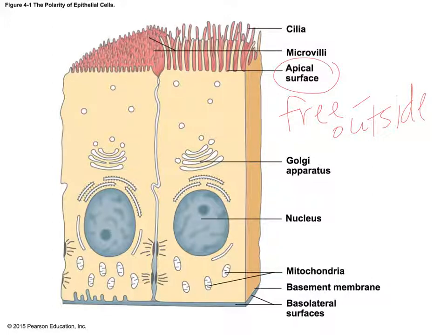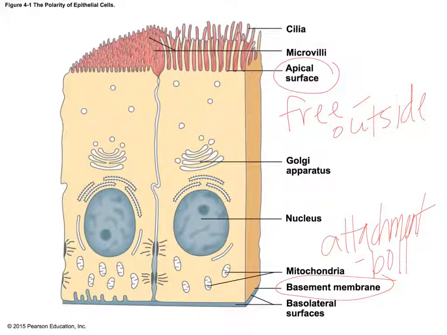And then the other one that you need to know is the basement membrane. That's going to be basically like the bottom or attachment. Usually it's going to be attached to some sort of connective tissue. So those are two surfaces that you should be aware of. The apical surface and the basement membrane.